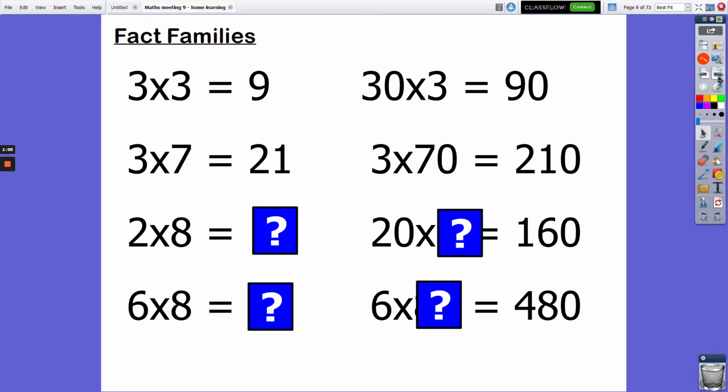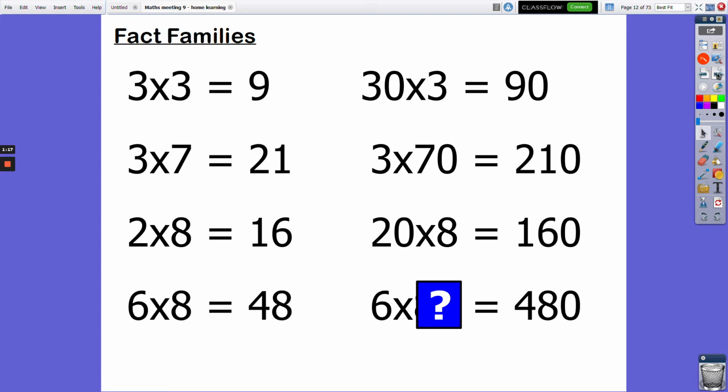2 multiplied by 8 equals 16. So 20 multiplied by what equals 160? 20 multiplied by 8 equals 160. 6 multiplied by 8 is 48. So 6 multiplied by what equals 480? 6 multiplied by 80 equals 480. I hope you got all those correct. Well done if you did. Let's see what the next one is, shall we?